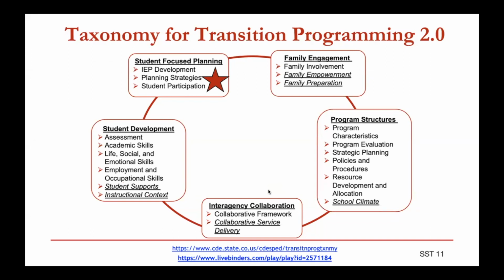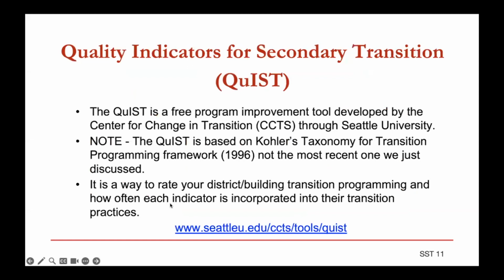So where do you begin? How do you know the order in which things need to be completed? And how do different parts of transition planning feed into one another? Well, I came across a website which is through Seattle University, and they have a document titled The QIST. The QIST, or the Quality Indicators for Secondary Transition, is a free program improvement tool developed by the Center for Change and Transition Services, which is part of Seattle University.